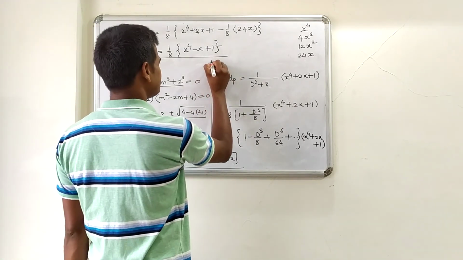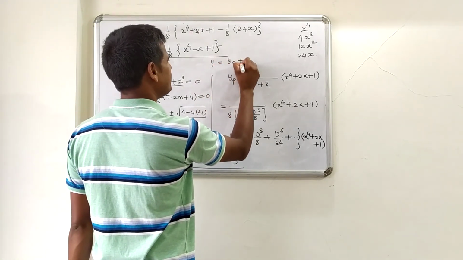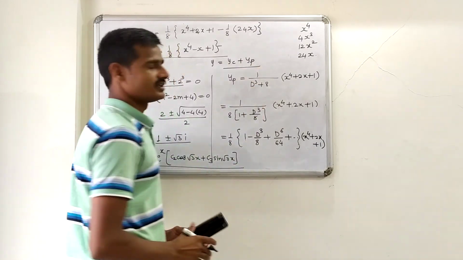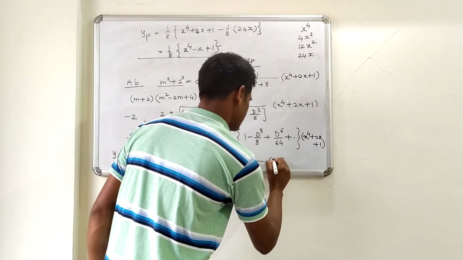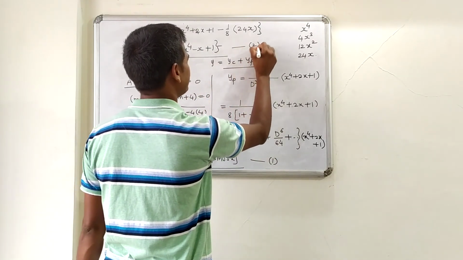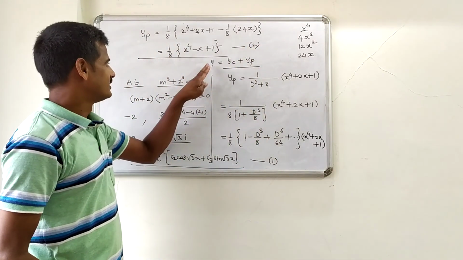Now the final solution is equal to the complementary function plus the particular integral. That is, the addition of, I will write here 1 and here 2. So the addition of 1 and 2 gives the complete solution.